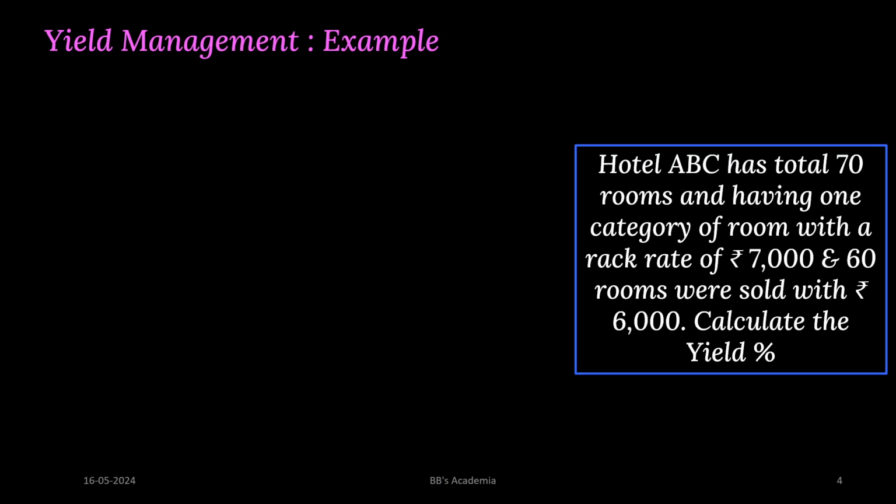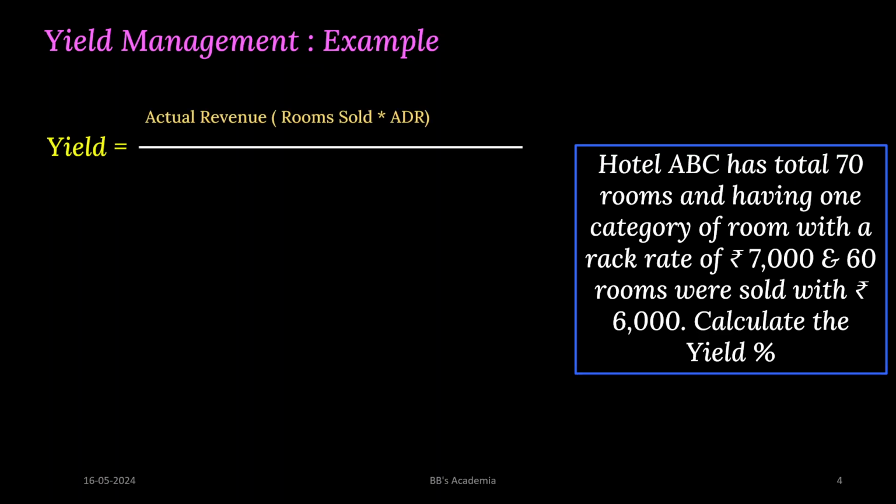Okay. Now we are asked to calculate the yield. How to do that? Yield means actual revenue by potential revenue. Now what is actual revenue? How is it calculated? Actual revenue means what you have actually received through selling of your rooms. So that's why in the bracket the narration is given. It is rooms sold multiplied by ADR. If you calculate this, what you will be getting? That is your actual revenue.